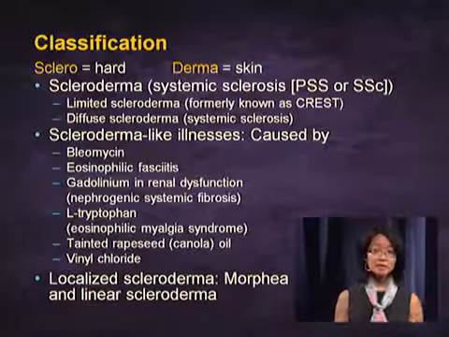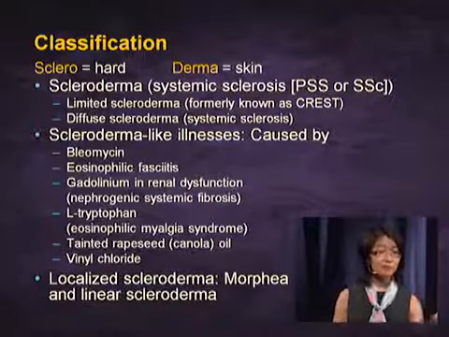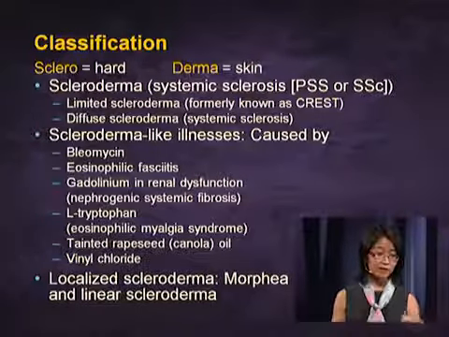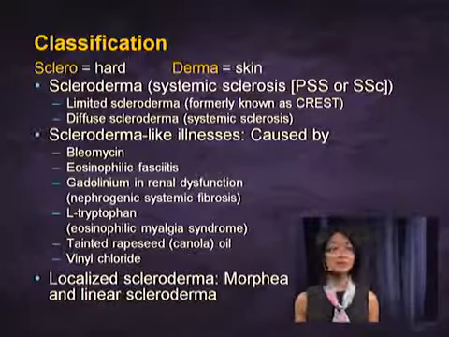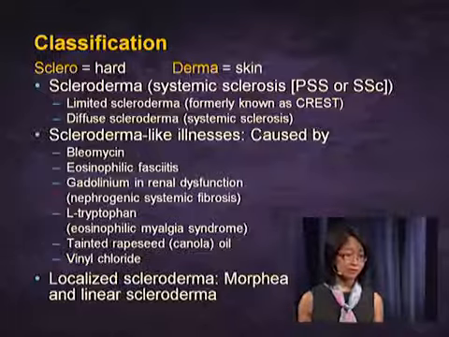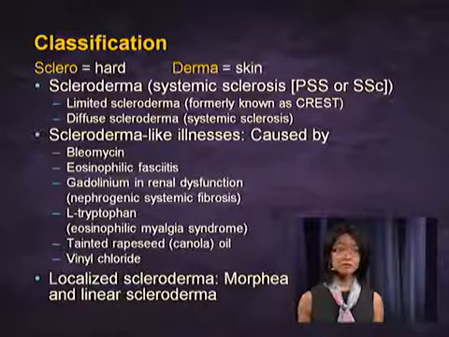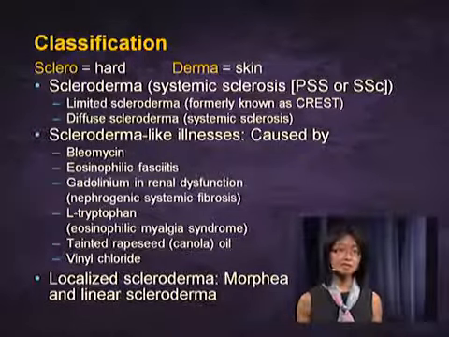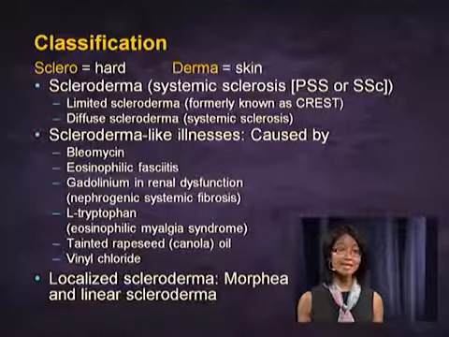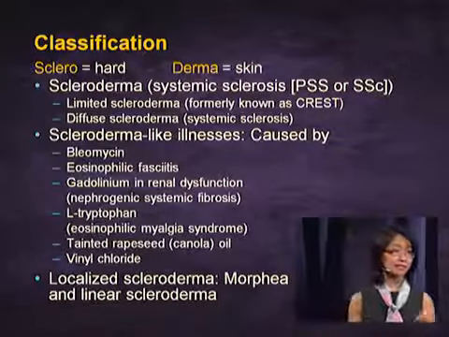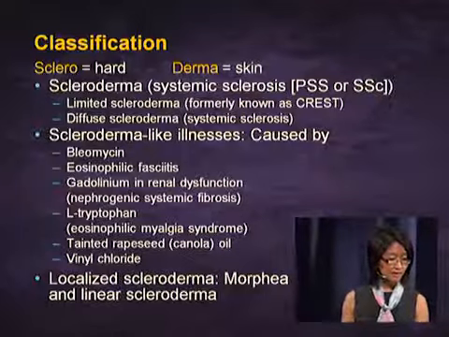Now, CREST can appear in limited disease, with all 5 symptoms, or it can also appear in diffuse scleroderma. So patients with diffuse disease can also present with Raynaud's, calcinosis, esophageal dysmotility, telangiectasia, and sclerodactyly. So it's not necessarily only confined to the limited disease.